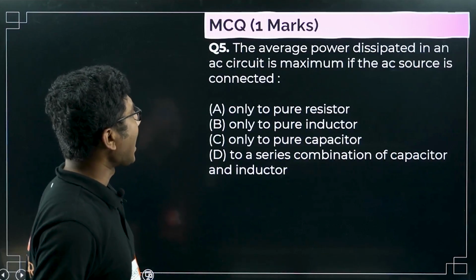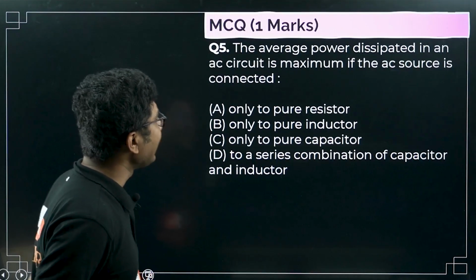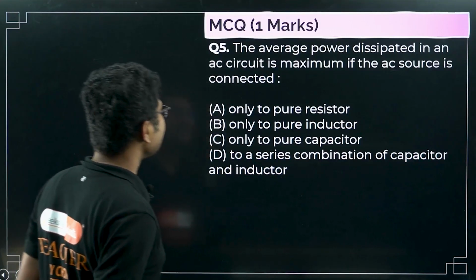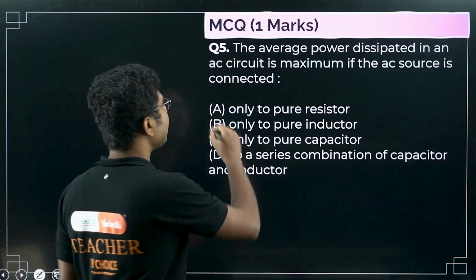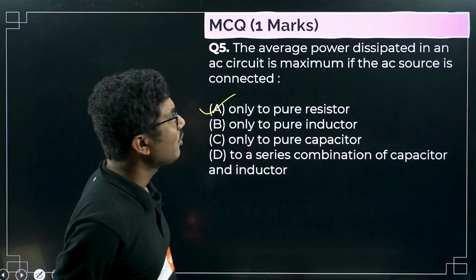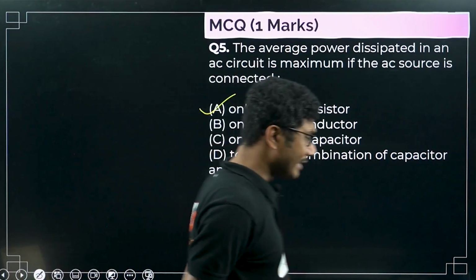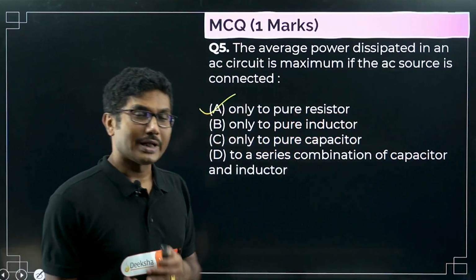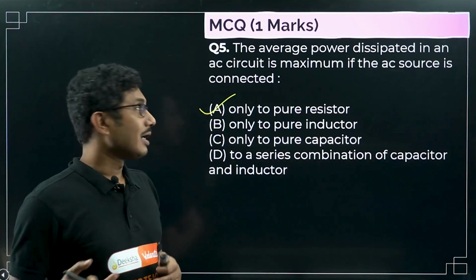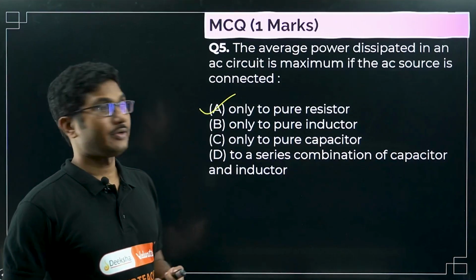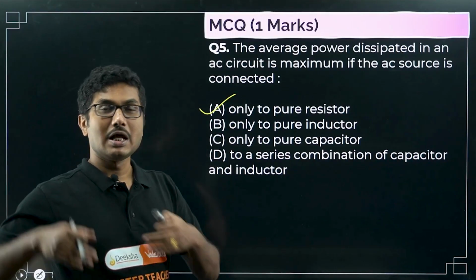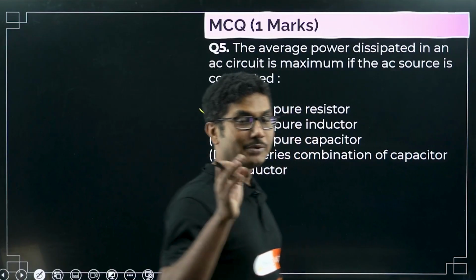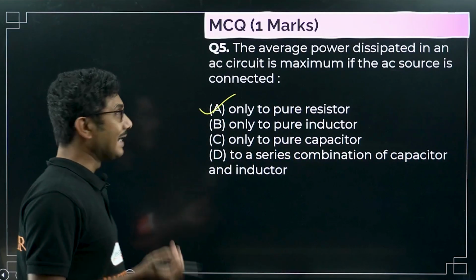Question number 5: the average power dissipated in an AC circuit is maximum if the AC source is connected only to a pure resistor. Okay, power dissipated means whatever power you supply, that entire power is absorbed. That happens only when the circuit is connected to a pure resistor. In the case of a pure inductor and a pure capacitor, no power is consumed at all. That's why they are called wattless current, if you remember. Okay, we will see that in a while.